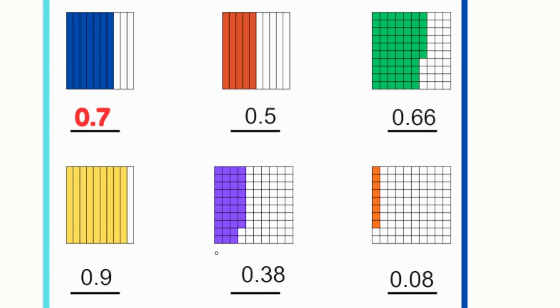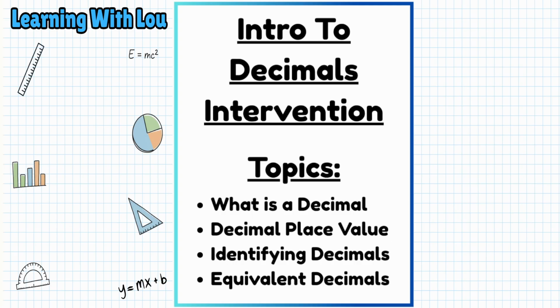Over to the right, we have this purple one, 38 hundredths. 38 out of 100 are shaded in. And then the last one is kind of like a trick one, like I was saying before, not confusing your tenths and hundredths place. You actually have 0.08, which is pronounced as 8 hundredths, because only 8 out of 100 are shaded in. And that's my introduction to decimals for you guys.